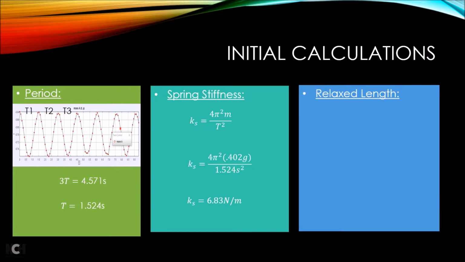Finally, we need the relaxed length of the spring, which we can find by using the equation final length minus mass multiplied by gravity over the spring's stiffness. When we plug in the proper values, we find that initial length equals 0.123 meters. And now we can begin to do our model.